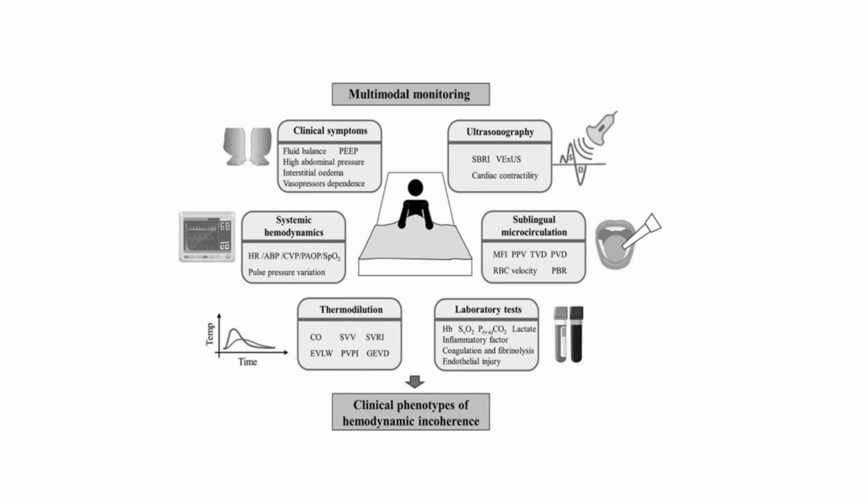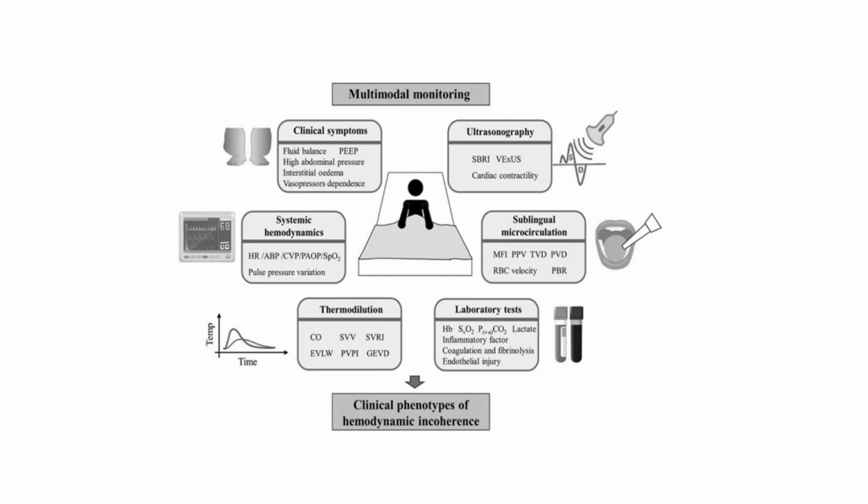Moving further, we assess the sublingual microcirculation, which is essential in this concept. Parameters like microvascular flow index, total and perfused vessel density, red blood cell velocity, and the perfused boundary region give us direct insight into tissue-level perfusion. This is where we often detect abnormalities even when systemic parameters appear normal.